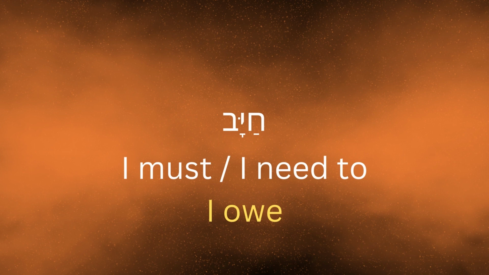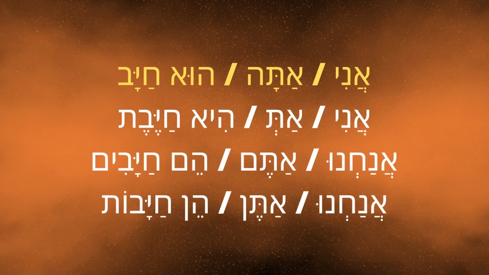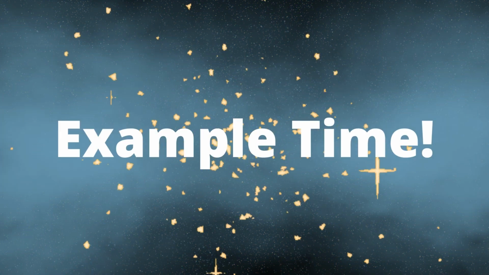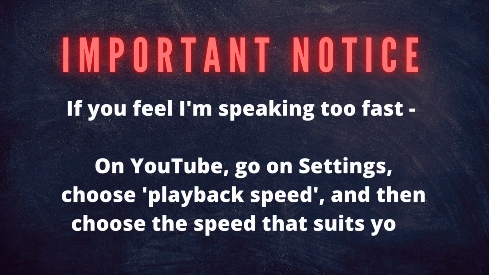Let's conjugate Khayav. Ani, ata, hu, Khayav. Ani, at, hi, Khayevet. Anachnu, atem, hem, Khayavim. Anachnu, aten, hen, Khayavot. Now, it's time to look at some examples.